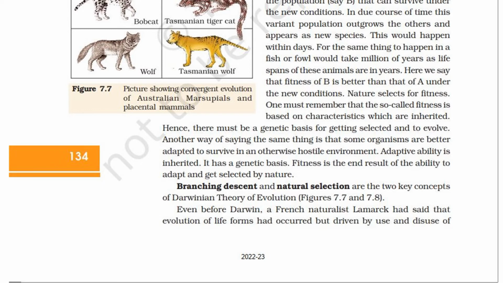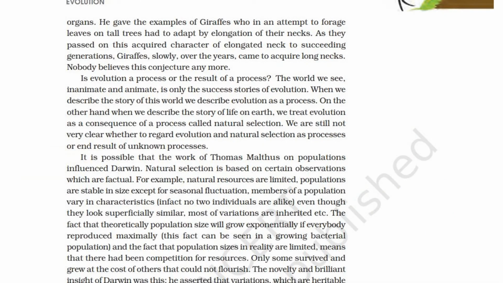Branching descent and natural selection are the two key concepts of Darwinian theory of evolution. Even before Darwin, a French naturalist Lamarck had said that evolution of life forms had occurred but driven by use and disuse of organs.